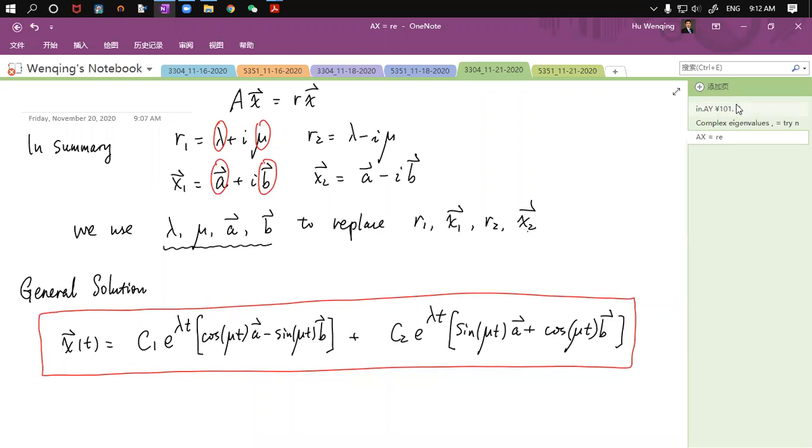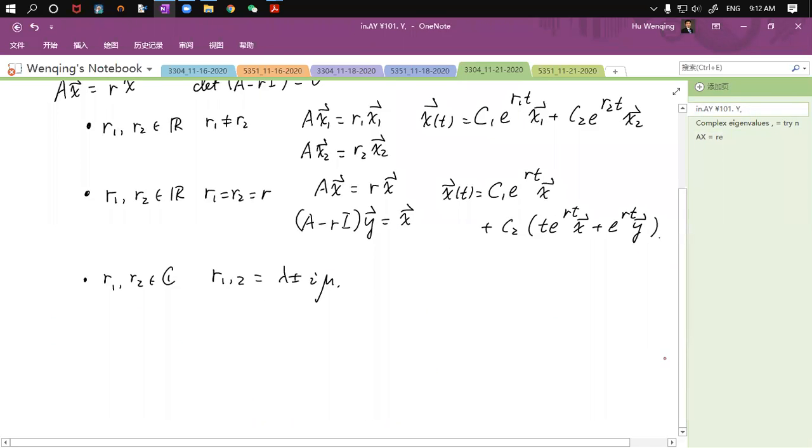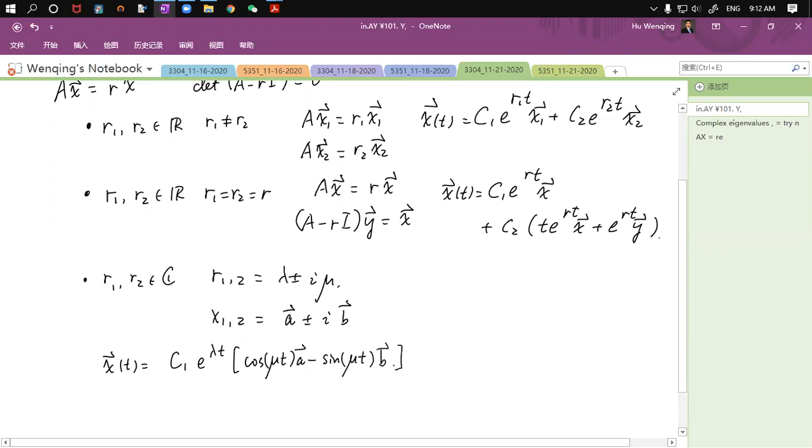As a summary, in this case we find x12, which is A plus minus I times B. Then the general solution is C1 e to the power of the real part, cosine mu t of A minus sine mu t of B, plus C2 e to the power of lambda t, sine mu t of A plus cosine mu t of B. So that's going to be the scenario.